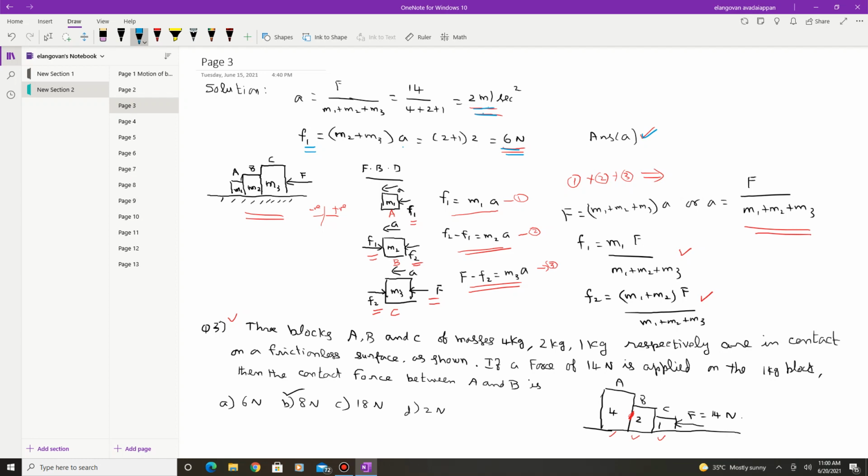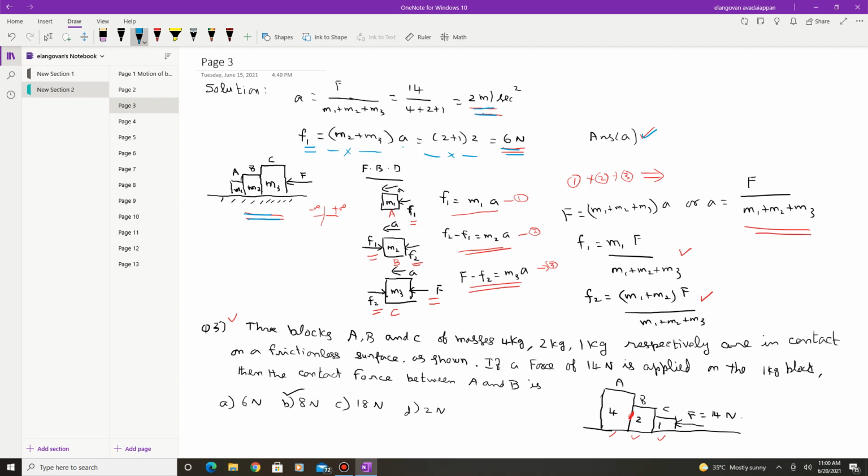Now let us consider a system. So this is the problem. Here, let us discuss a system. If blocks A, B and C of masses m1, m2, m3 are kept on a free, smooth, frictionless surface, then the force is acting from right to left.